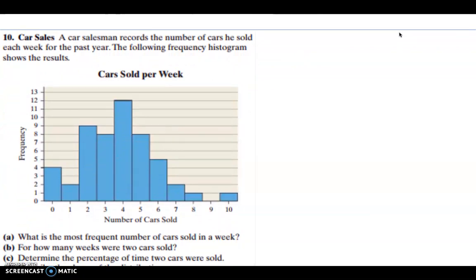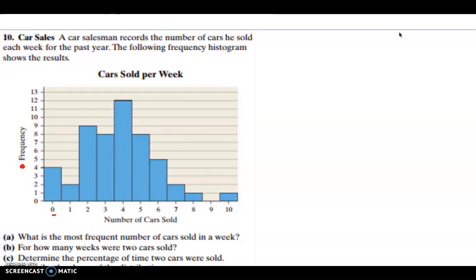Let's look at an example here. A car salesman records the number of cars he sold each week for the past year, and we've got a frequency histogram for this. Again, we have the frequencies here, so those heights tell us frequency.